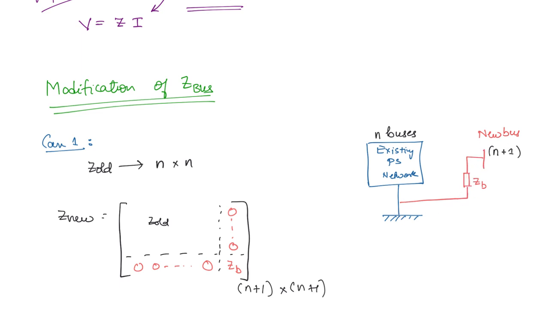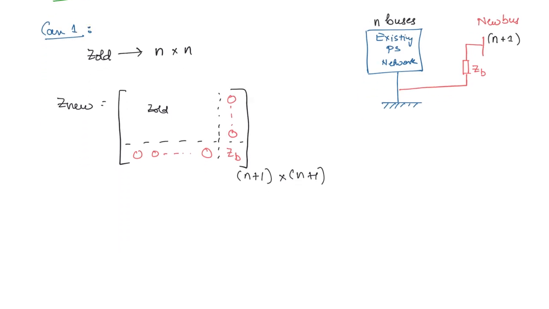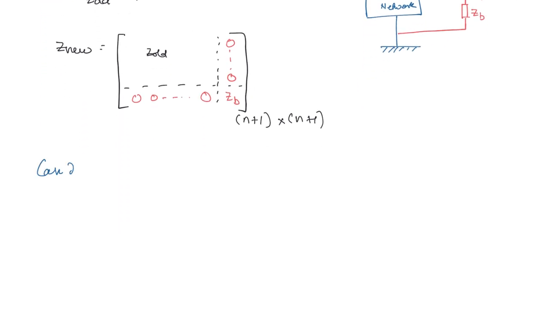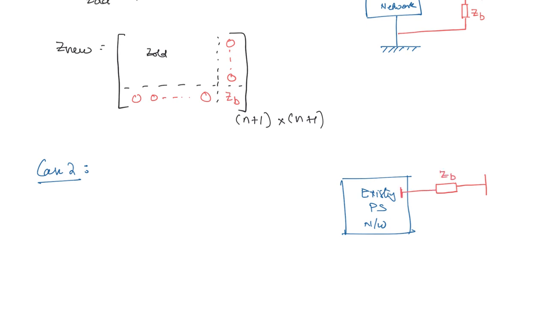So this is the first case, we are adding a new bus and a transmission line from the new bus to the reference. Now the second case, we are going to add a transmission line from the new bus to an existing bus. So you have the existing power system network here, and you have the new bus. From the new bus you are going to have a transmission line. This impedance we are taking as ZB. Here you have some bus J, while this is the new bus, right? We are taking n buses initially, so this new bus will be number n plus 1.